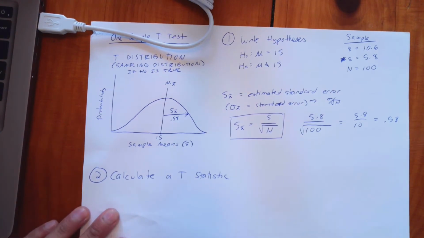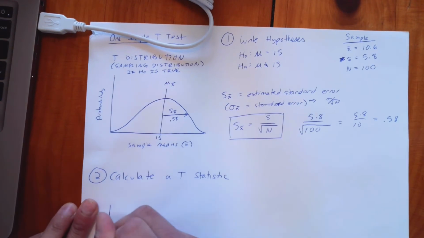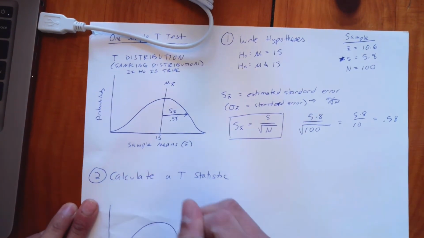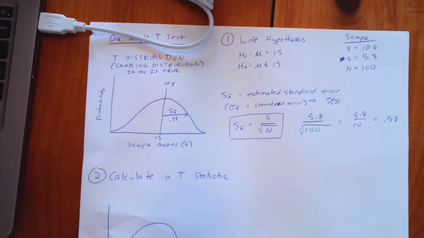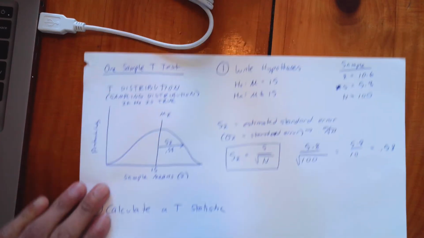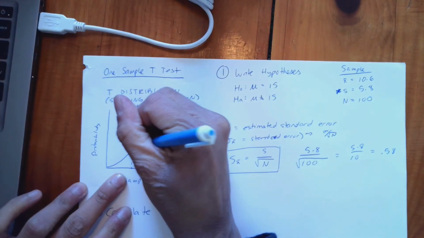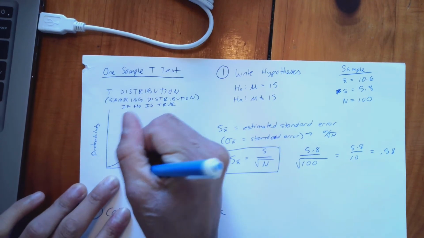All right, so what a test statistic is: a statistic that shows you, on a standardized distribution, where a particular sample mean would fall. So, we had our sample mean here, was 10.6.